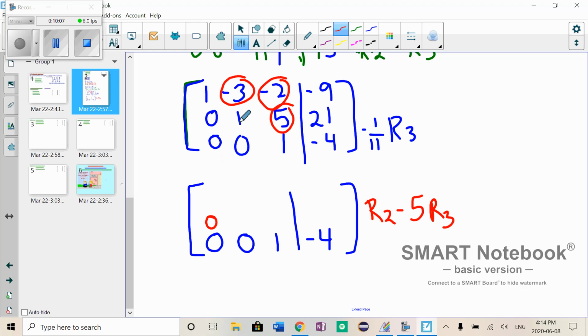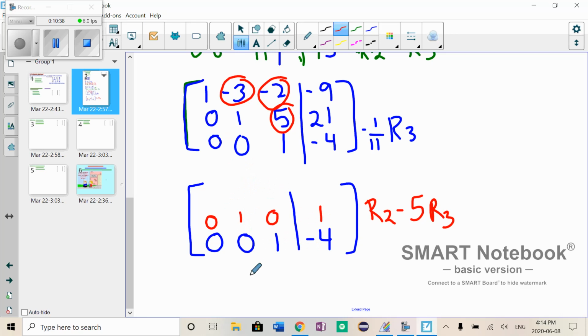Row 2 minus 5 times row 3 is still 1. That's good because I didn't really want to mess that one up. This row minus 5 times this row is 0. That's good. And this row, which is 21, minus 5 times this one, which is minus 20, is actually 1. So look, there's my answer for y. This one said z is negative 4. This one says y is 1. And if I could get these two positions to be 0, then that will tell me my answer for x.